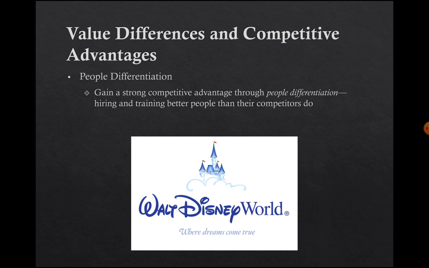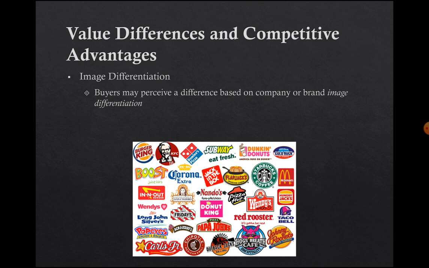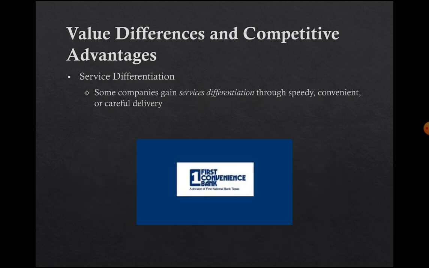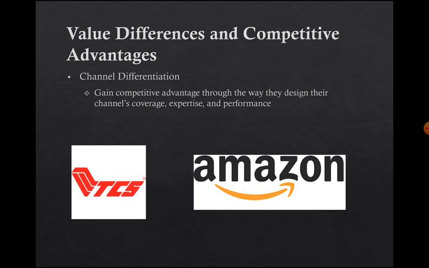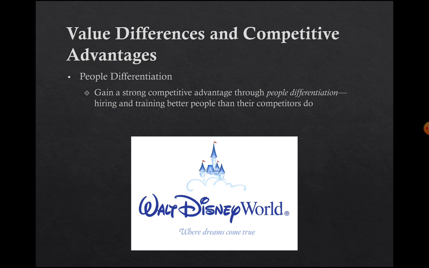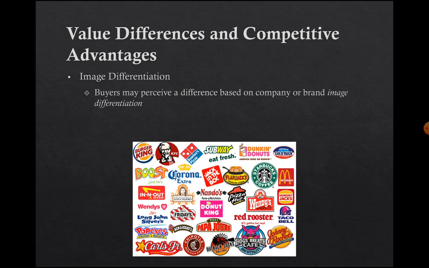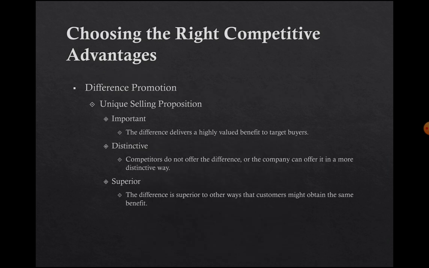By the way, all these four kinds of differentiation can be combined. In fact, a fifth differentiation can also be combined, which is the image differentiation, which is actually the perception of the people. These four differentiations, product, service, channel, and people, all form your image, the perception and belief about the product, like McDonald's, Starbucks, Dunkin' Donuts, KFC has.